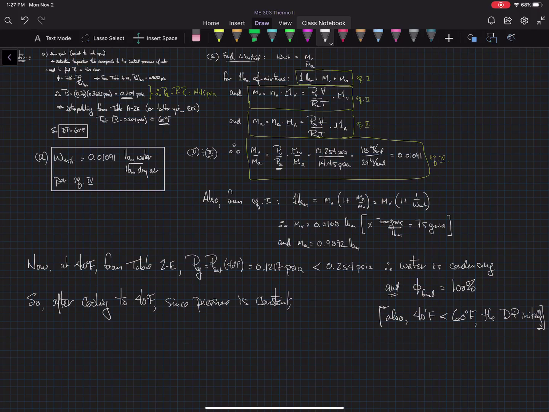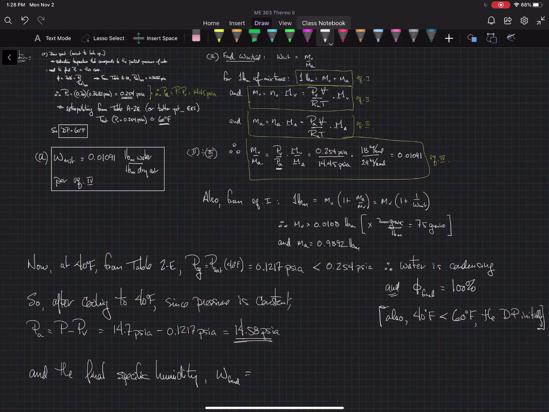So after cooling to 40 degrees F, since the pressure is constant when we're doing this process, the partial pressure of air must have changed. Again, imagine a cylinder with a weighted piston that maintains a constant pressure inside. This is sort of what we're doing here in this analysis. The final specific humidity is going to be, per our previous equation, the ratio of the vapor pressure of water divided by the partial pressure of dry air at the end of the process, and that's what we just calculated there.